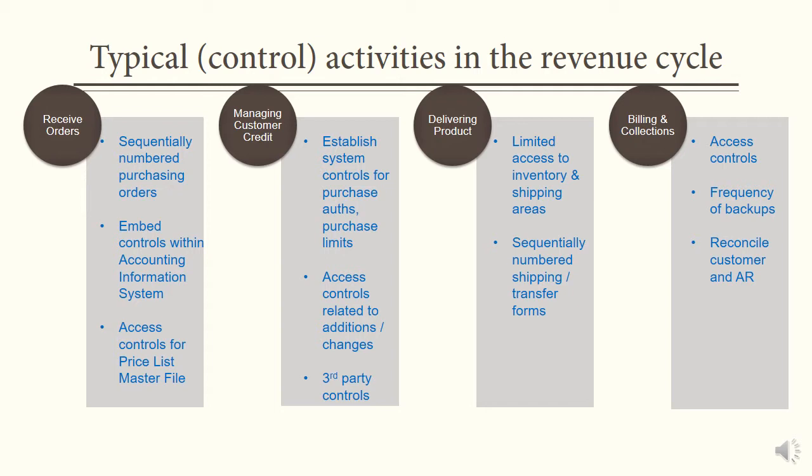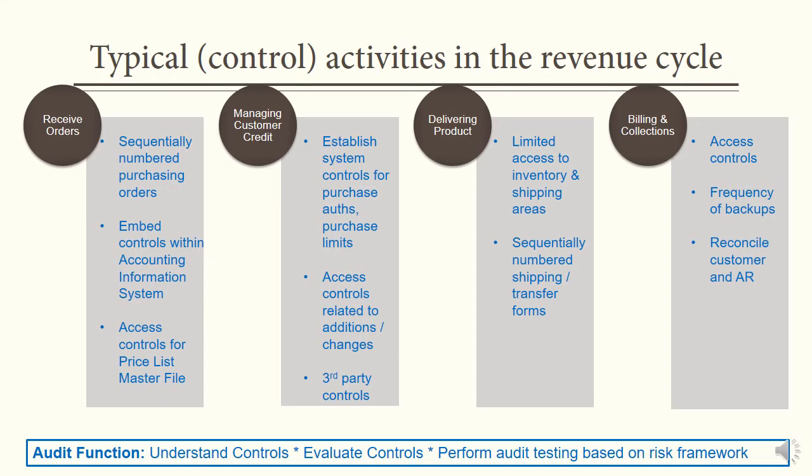This is just a sampling of the control activities in the revenue cycle. Because this is such an inherently risky activity, you can usually expect the controls to be quite robust in this area. But because it is an inherently risky activity, it's one that requires a significant amount of testing. The audit function, again, exists to understand those controls, to evaluate those controls, and then perform test work based on the effectiveness of those controls and their overall risk framework.